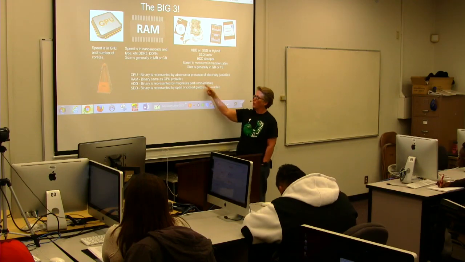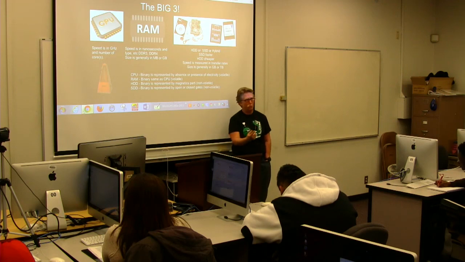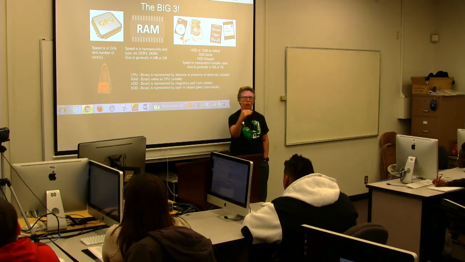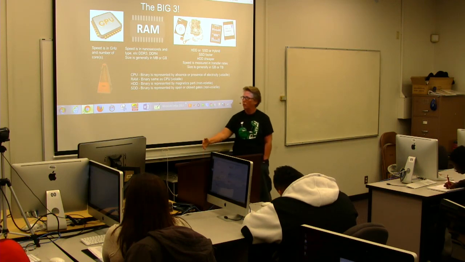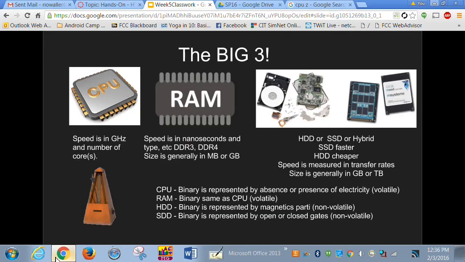And some people call this permanent storage. I don't, because there's nothing permanent about a hard drive. It could die, but it is long-term storage, right? So solid state is a similar concept, except that because it's not moving, it's just what we call an open or a closed gate to represent that 0 and 1.